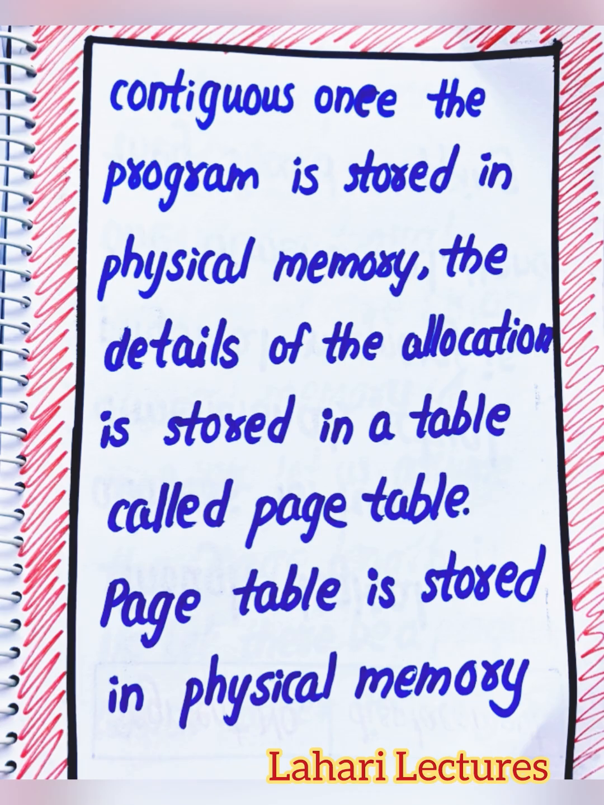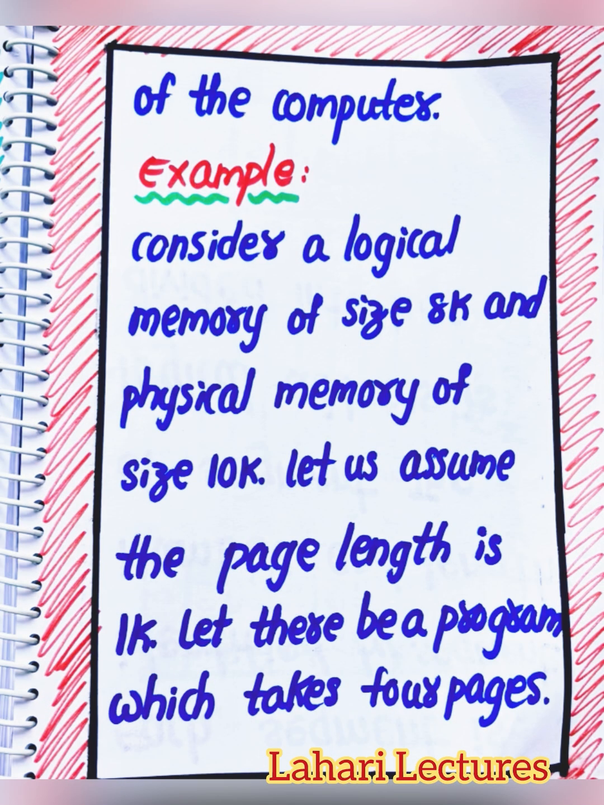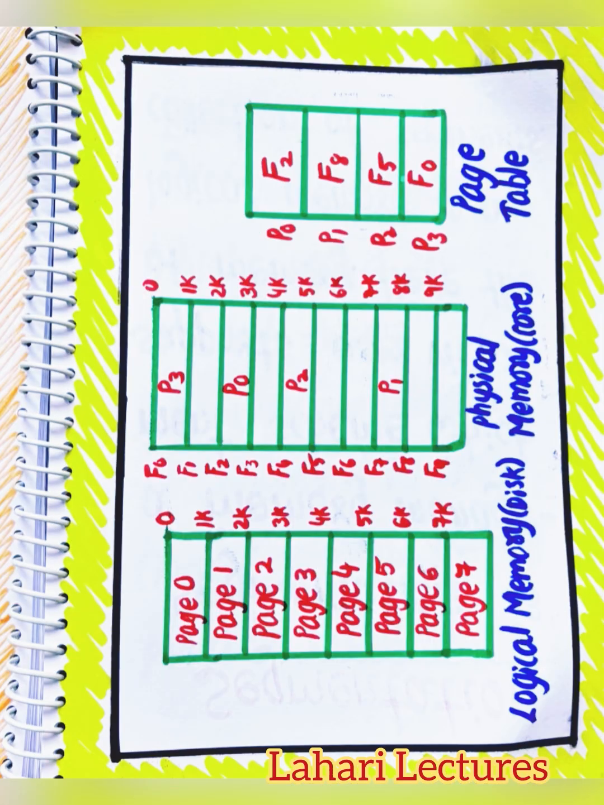Once the program is stored in physical memory, the details of the allocation are stored in a table called the page table. The page table is stored in the physical memory of the computer. Example: consider a logical memory of size 8K and physical memory of size 10K. Let us assume the page length is 1K. Let there be a program which takes 4 pages. Here we can see the logical memory, disk, physical memory, core, and page table. So this is the diagram.